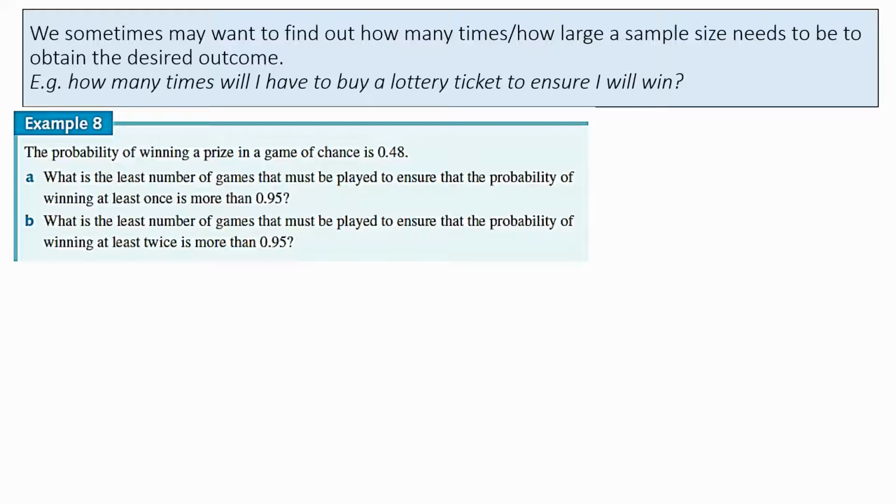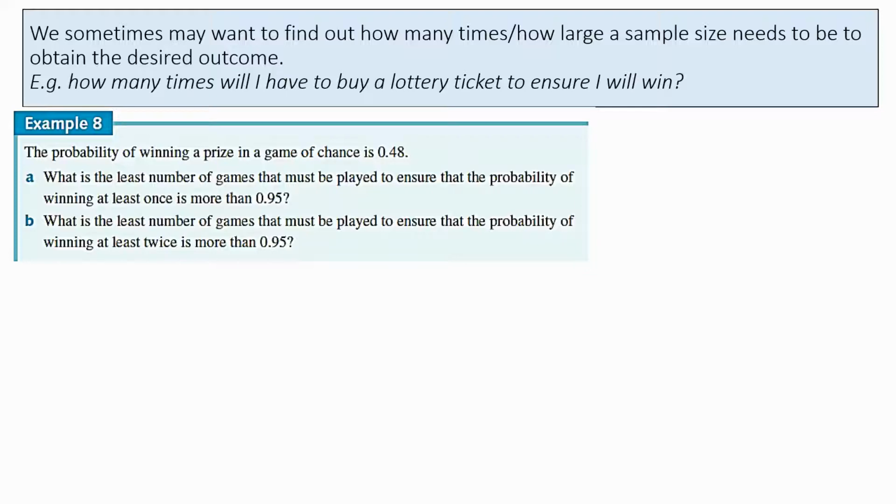If I really reword this whole thing, it's just saying, how many games do I have to play so that the chance of winning one or more games is more than 95%? I just want to know that more than 95% of the time I'm going to win one or more. How many games do I have to play? If you reword it like that, that makes a lot of sense.